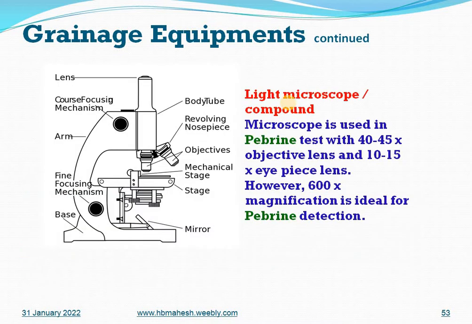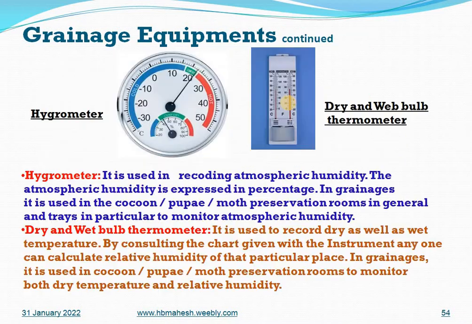Of course, this is the microscope, light microscope or compound microscope, generally used for pebrine test with 40 to 45x objective lens and 10 to 15x eyepiece. So normally 600x magnification is ideal for pebrine detection or identification.